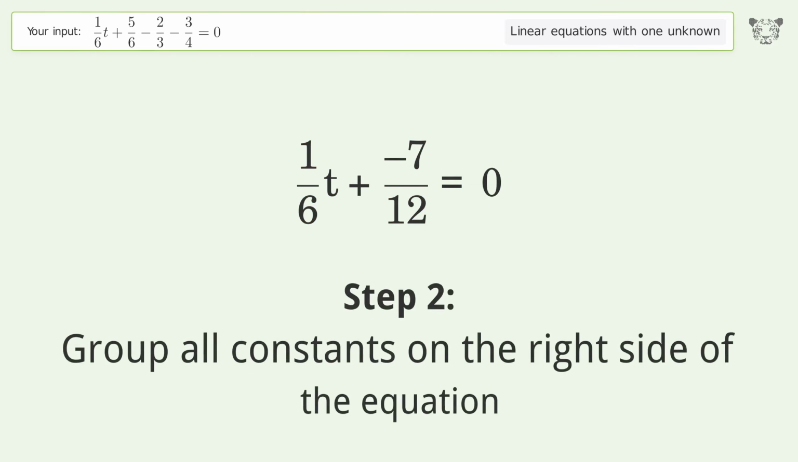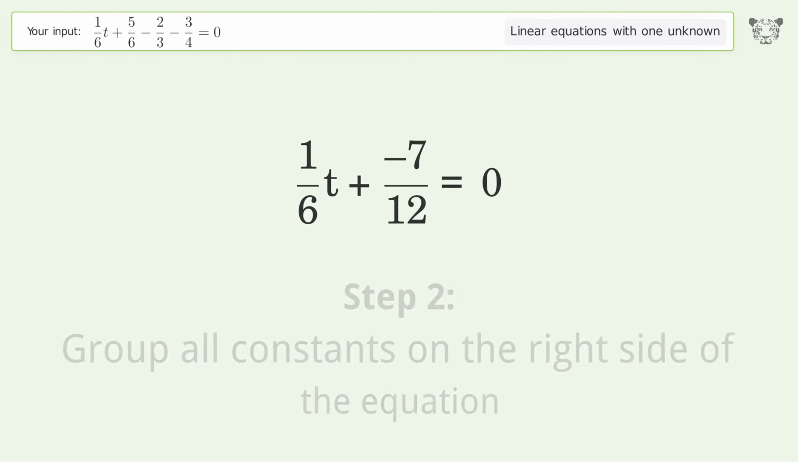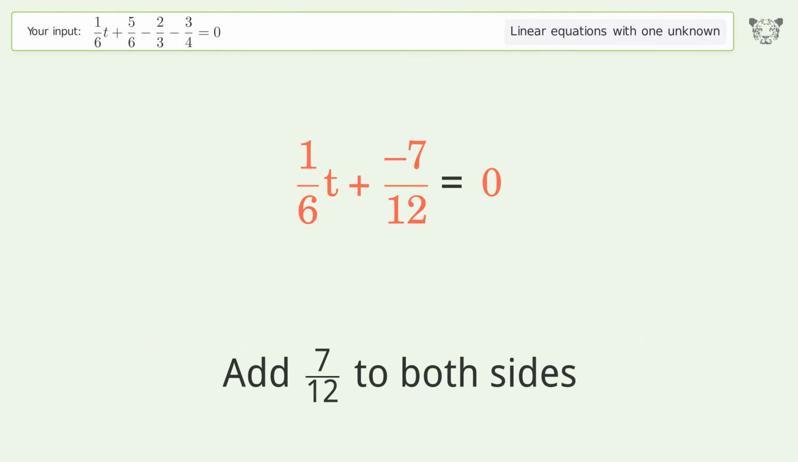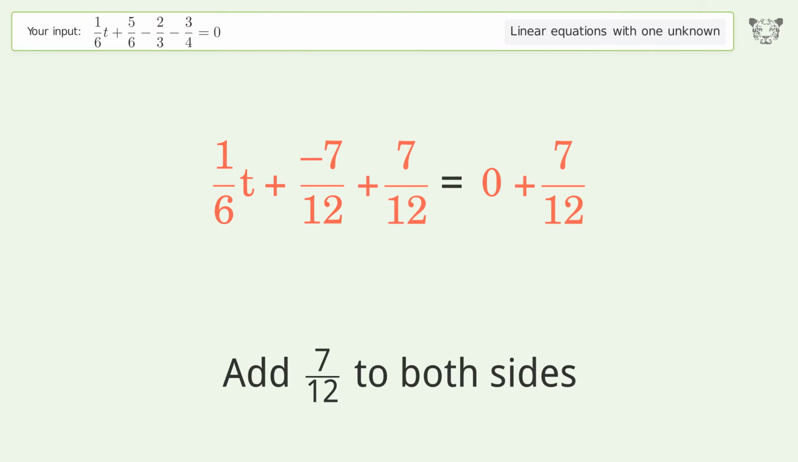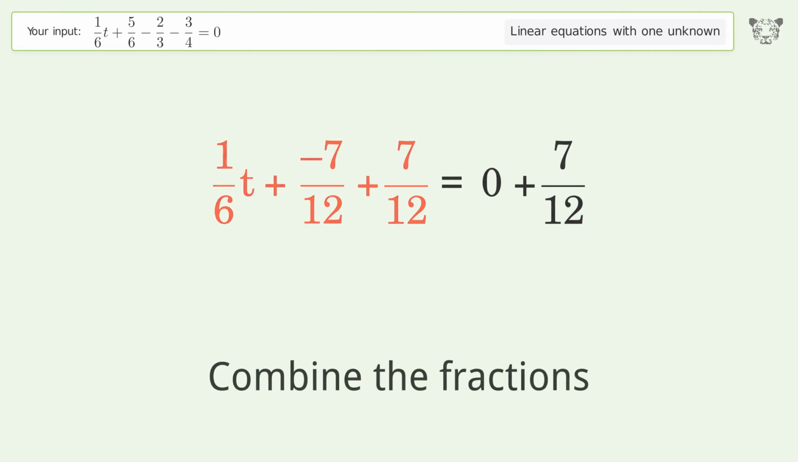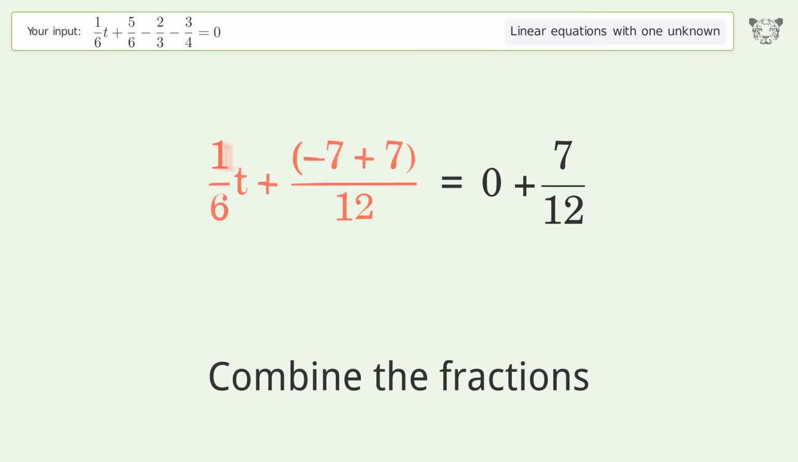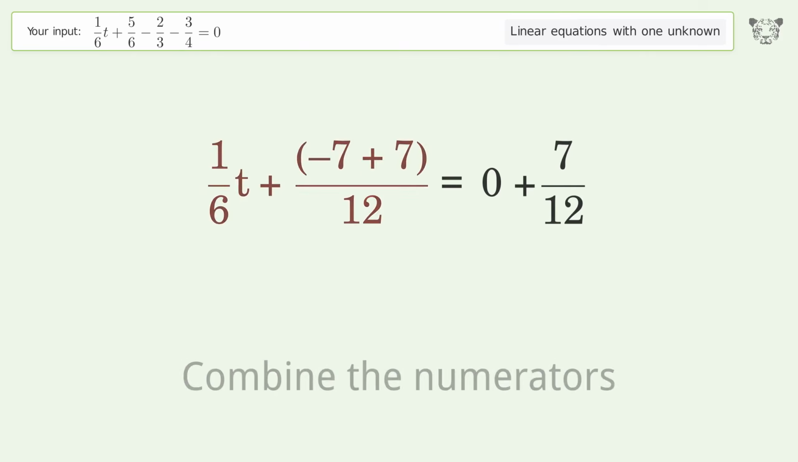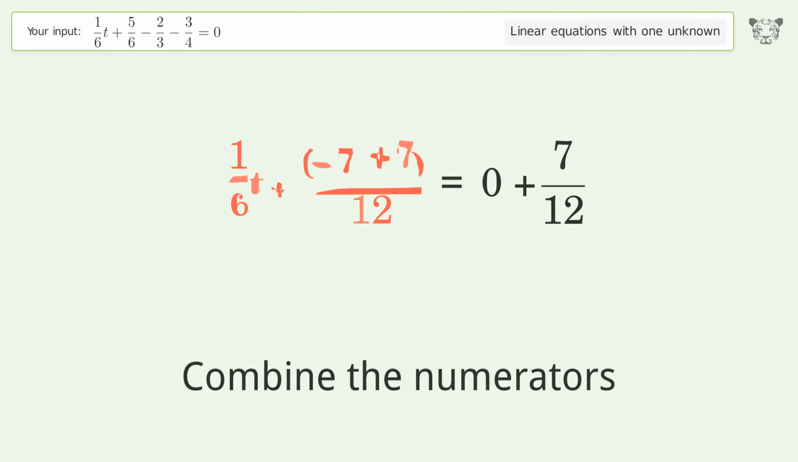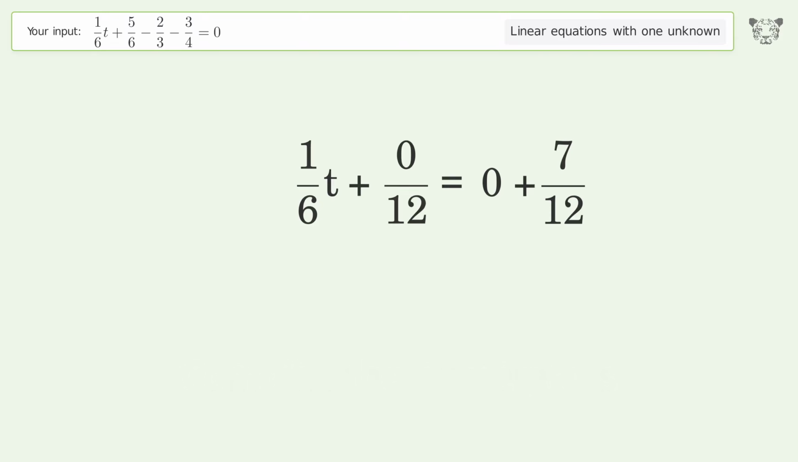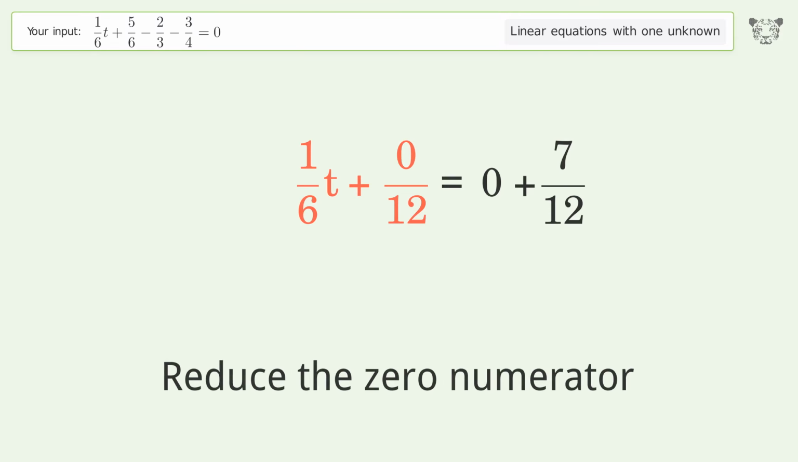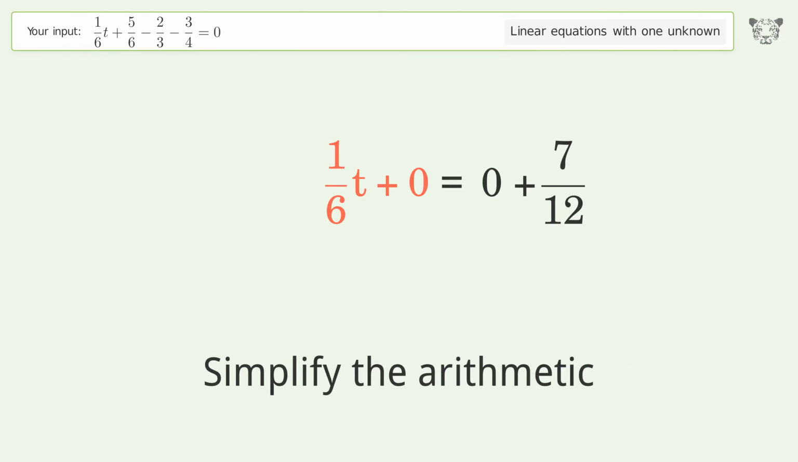Group all constants on the right side of the equation. Add 7/12 to both sides. Combine the fractions. Combine the numerators. Reduce the zero numerator. Simplify the arithmetic.